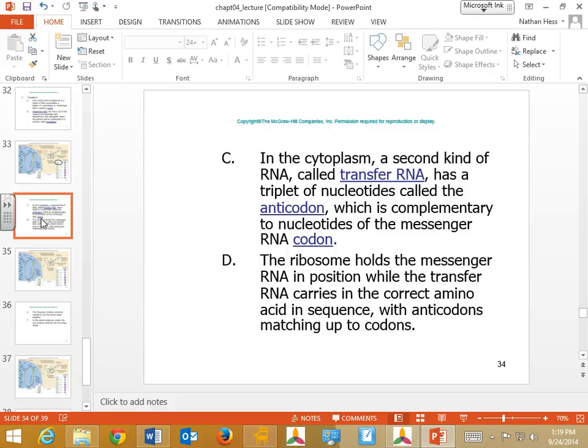Let's talk about a little more detail. Do you need to know the specific codons and anticodons? No, you do not have to know them, but you should know what they are. The codon is the piece of the messenger RNA that's out there, and the anticodon is what's actually on the part that's going to come and attach to it. Okay?